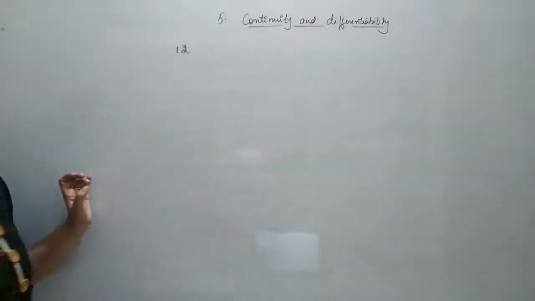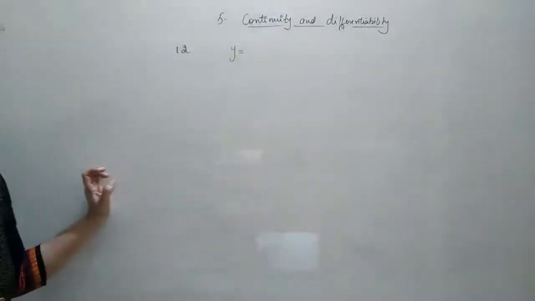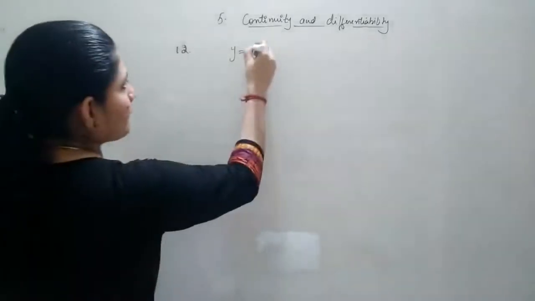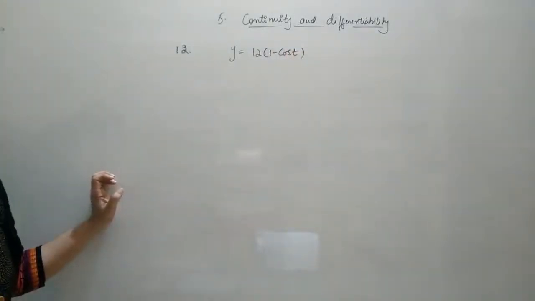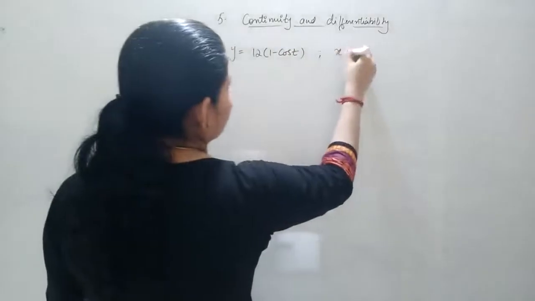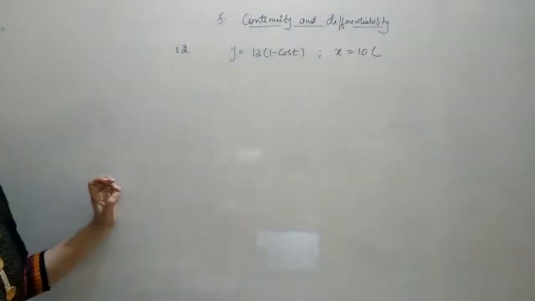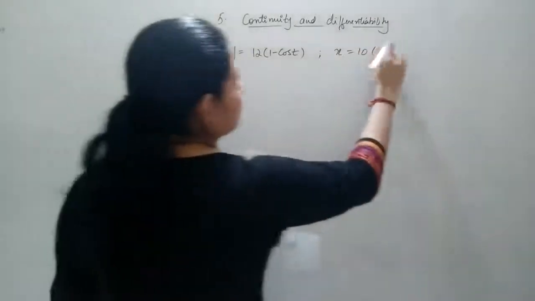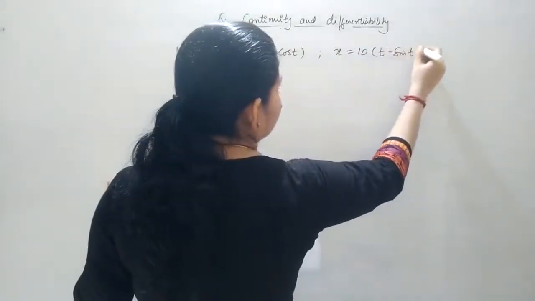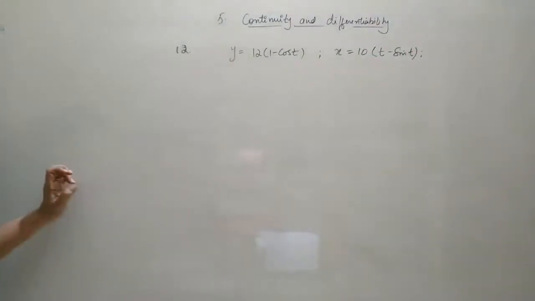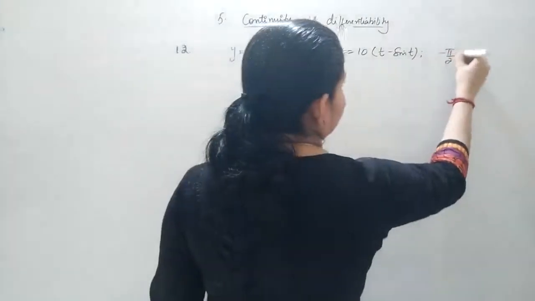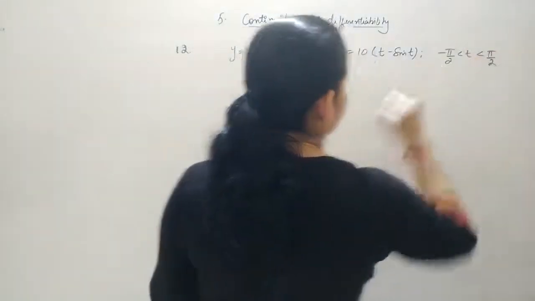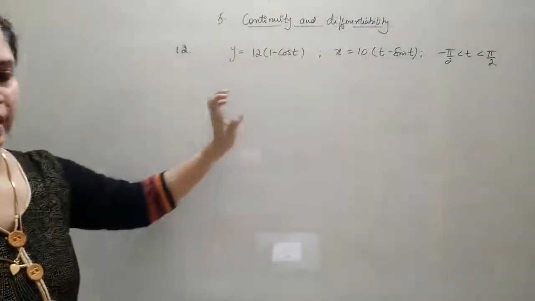Find dy by dx if y is equal to 12 into 1 minus cos t and x is equal to 10 into t minus sin t. Again, the condition for t is given to be lying between minus pi by 2 and pi by 2. So the domain of sin and cos is given.